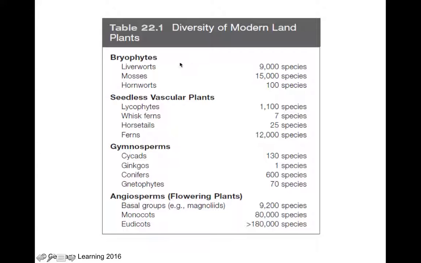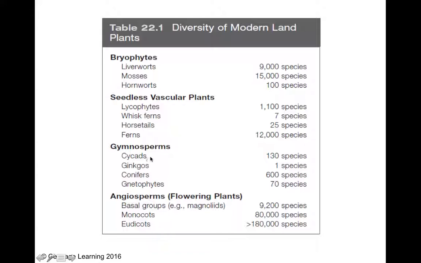So here's your diversities of our land plants. We're going to look at bryophytes, which are, I kind of want to say simple to complex, but I don't really know how I feel about that. Bryophytes, we're going to look at liverworts. You can see the species, 9,000. Mosses, which you've all seen when you're out hiking, 15,000. Hornworts, only 100. I don't think I've seen hornworts, maybe I have. And then seedless vascular plants, ferns. We're going to look at lycophytes, 1,000 species. Whisk ferns, only 7. Horsetails, which we have in the hills, kind of cool, 25. And ferns, which we have in the hills, of course, 12,000.